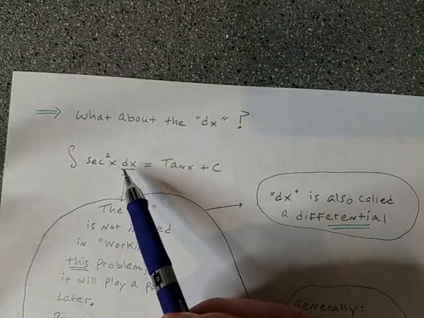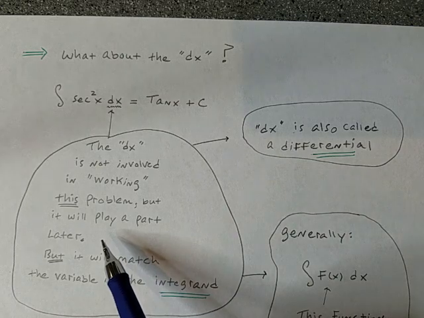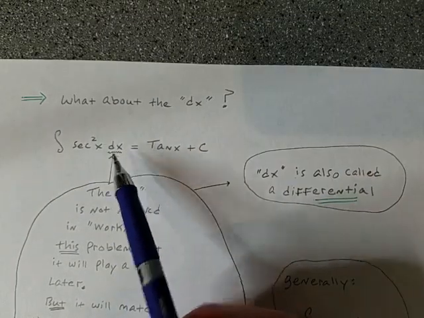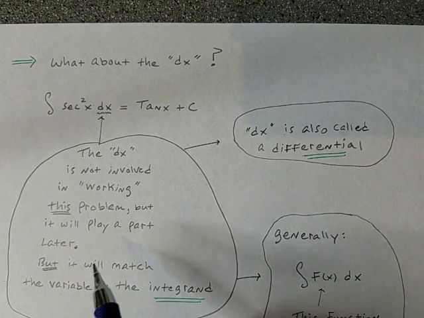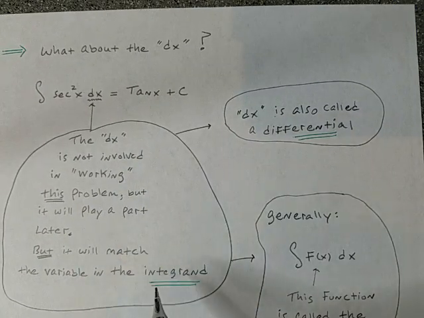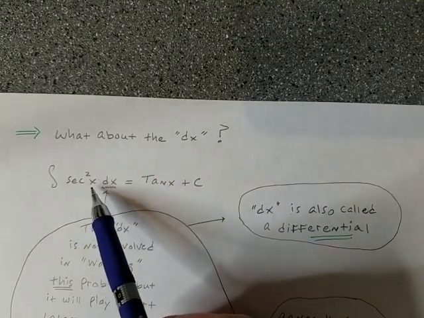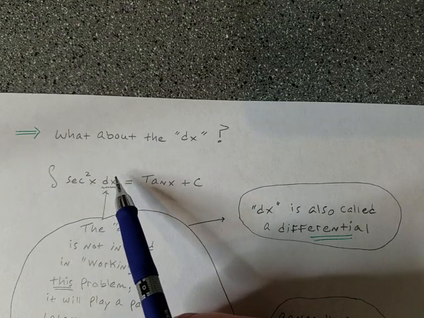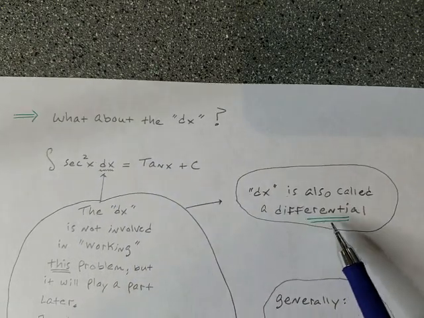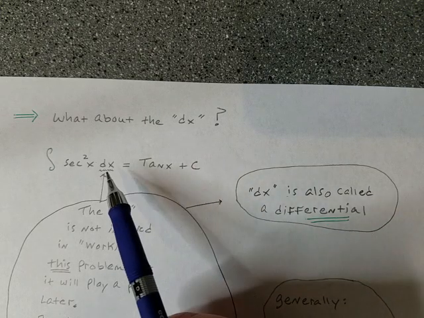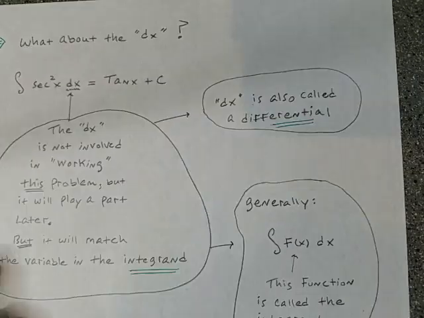Well, you might say, why is it there then? Because later on with some more complicated problems, we need to think about the dx a little bit. But for now, we don't have to worry about it. But it should match the variable that you're using. So secant squared x is a function that involves x, and the dx has the variable x in it. Dx is also called a differential. Notice that I didn't write dy when the variable here is x.